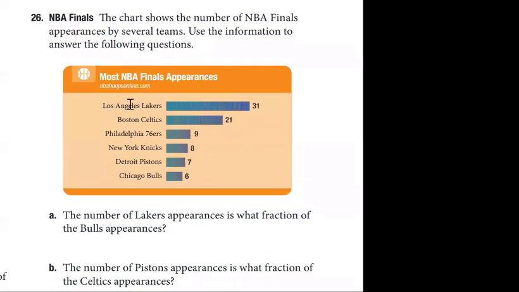See that? Yes, I see it. They're 31. They're in the finals 31 times. Does that make sense? Yes. All right, Bulls, how often were they in? 6 times. So Lakers 31, Bulls 6. Got it? Got it. So we have to figure out the number of Lakers is what fraction of Bulls.